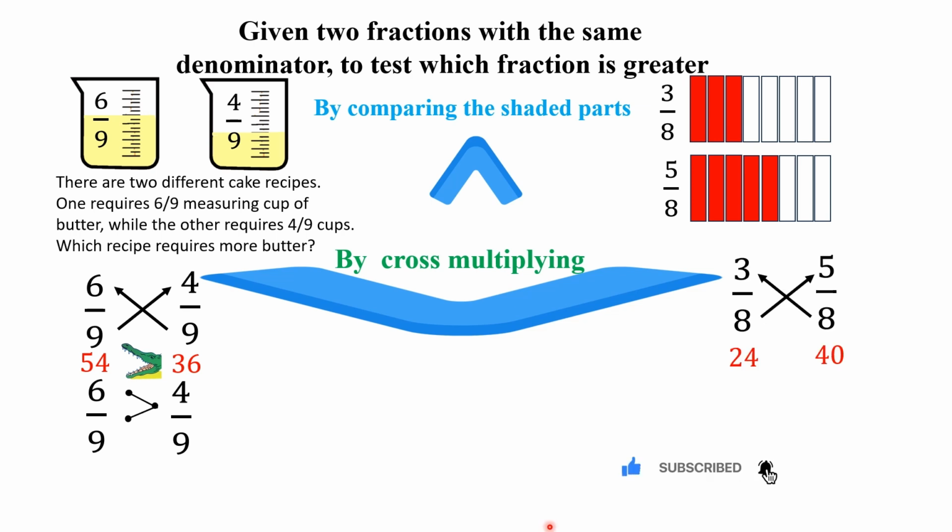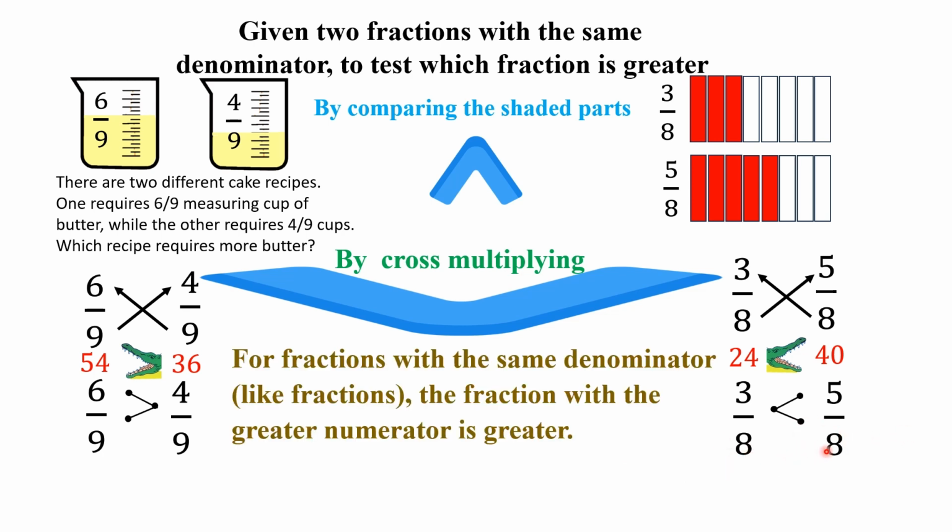Cross multiply. You get 24, 8 threes and 8 fives, here 40. You know that 40 is greater than 24. So the crocodile mouth will change its direction like this. 3 by 8 is less than 5 by 8. So put one dot against the smaller fraction and two dots against the bigger one. So let us write, for fractions with same denominator, that is like fractions, the fraction with the greater numerator is greater.